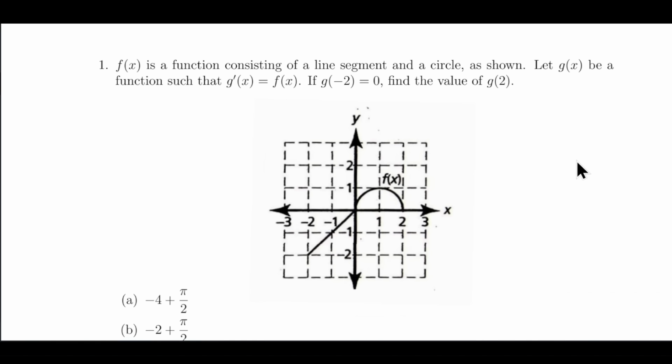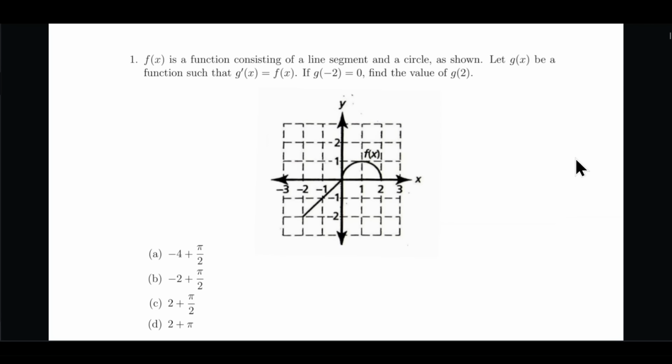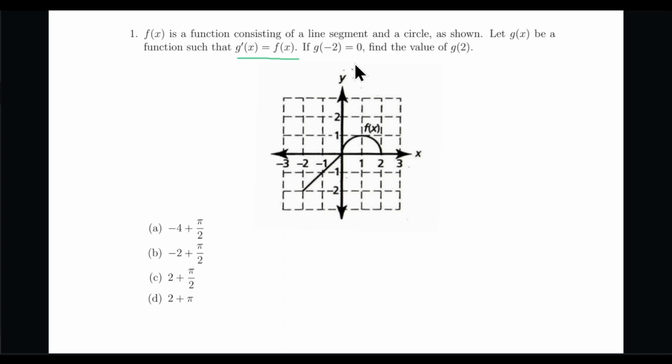All right, the first question looks like it is on integral as accumulation. This is very popular in AP, especially in FRQ. Usually the first or second question, whether that's AB or BC, is on this topic. Okay, f(x) is a function consisting of a line segment and a circle, and g is a function given by g prime equals f(x). So they're asking, if g of -2 is 0, then what is the value of g of 2?